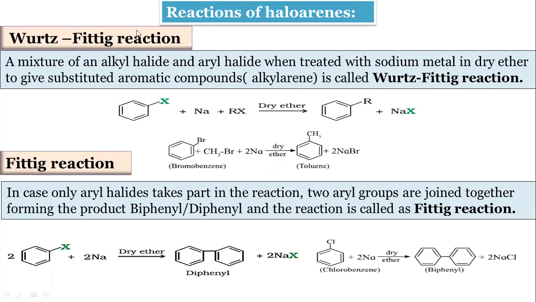So today we learned about the Grignard reagent, the Wurtz reaction, the Wurtz-Fittig reaction, and the Fittig reaction. These 3 reactions are similar but quite different. In Wurtz-Fittig, one alkyl halide and one aryl halide. In the Fittig reaction, both are aryl halides.